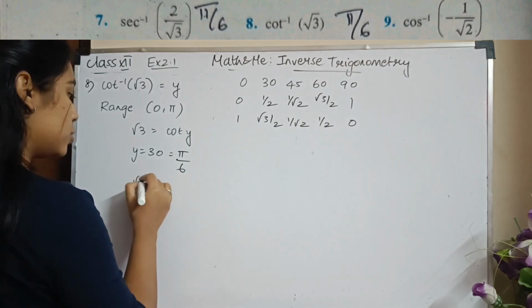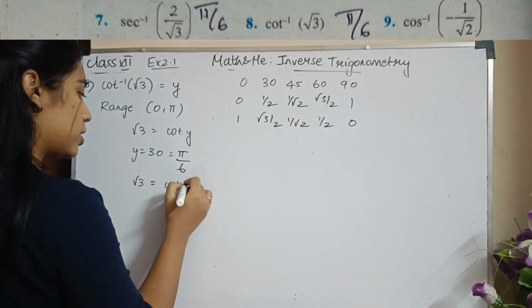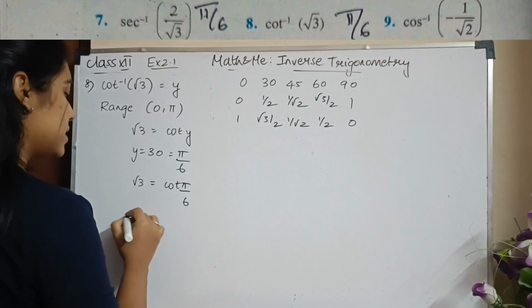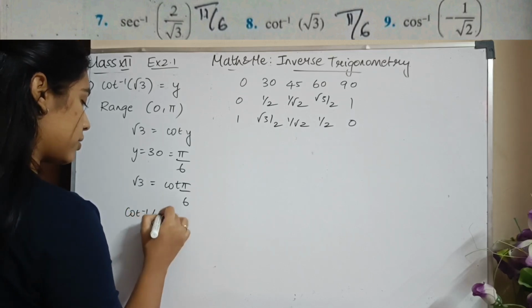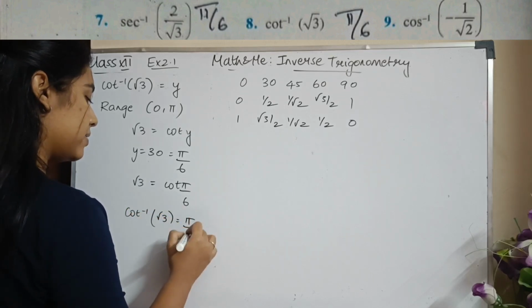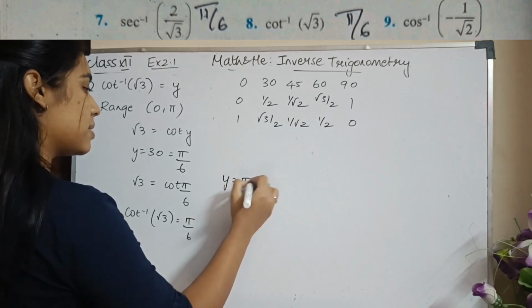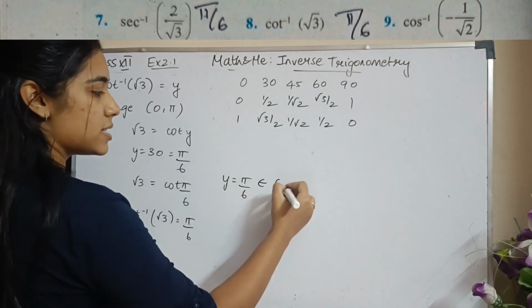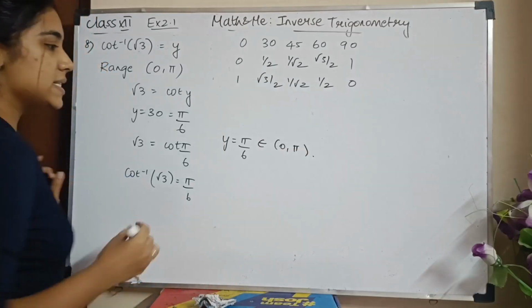So I have root 3 equals cot of pi divided by 6. So cot inverse of root 3 is going to be pi divided by 6. So y equals pi by 6, and it is in the range 0 to pi. Okay, very easy.